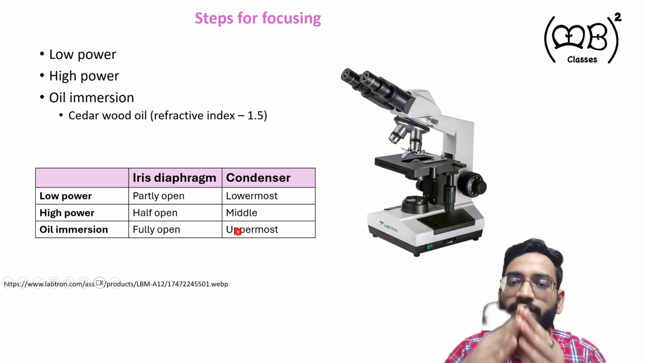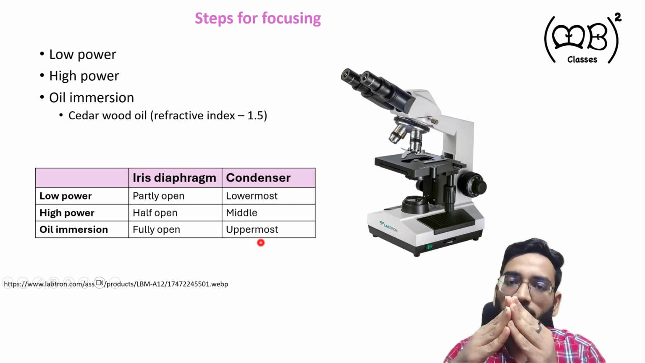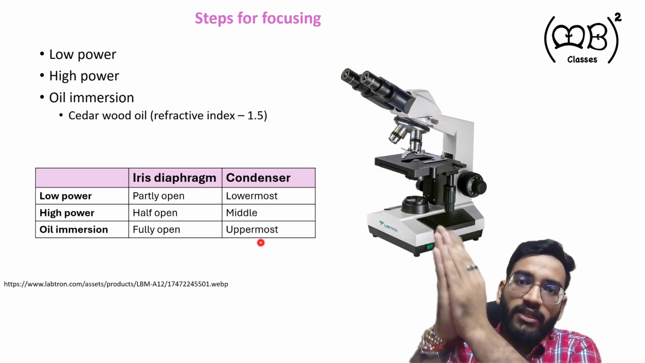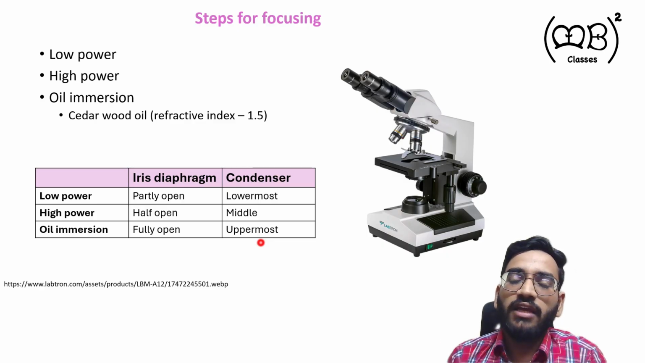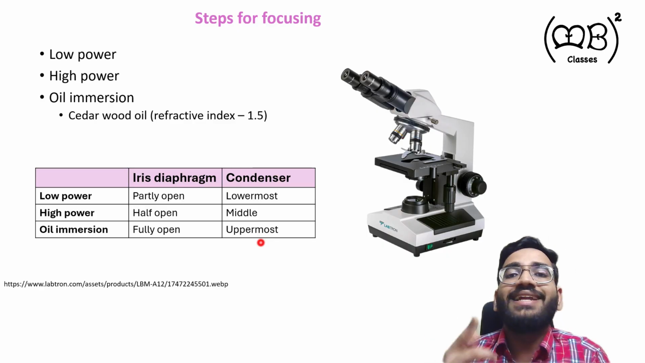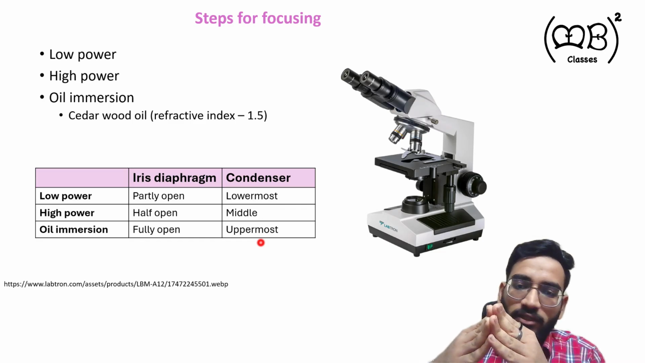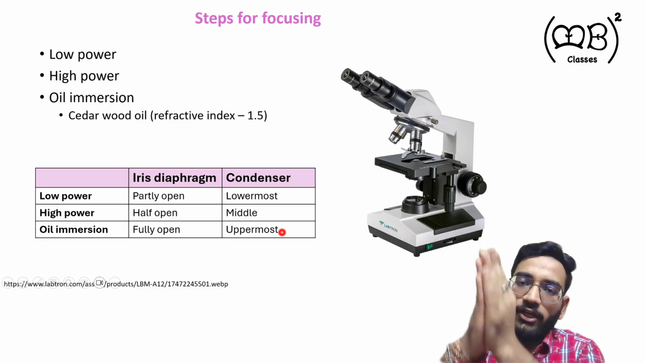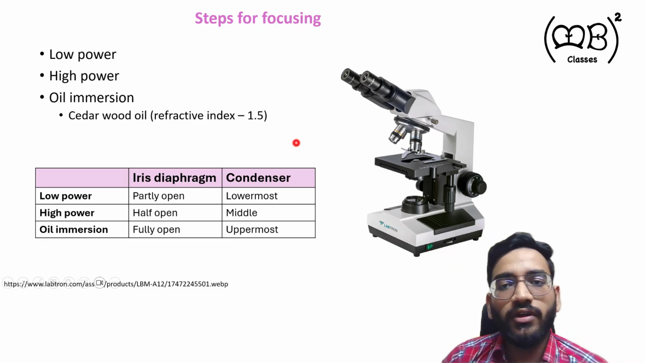So now there is no refraction of light, and all the light which was focused by the condenser onto the specimen, because it was in the uppermost position, will directly go into the objective, which has a very high numerical aperture. Numerical aperture high means that it has a very high light gathering capacity. So all the light coming onto the specimen, focused by the condenser, will go into the objective, and then you will be able to see the specimen much better.